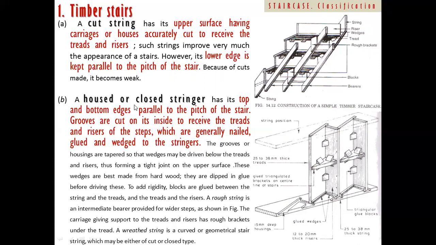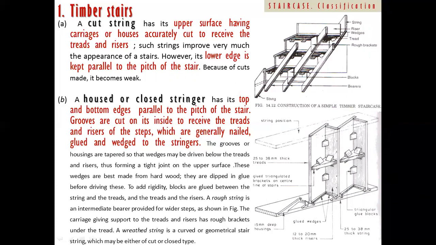Now let's come to the housed or closed stringer. Housed means what? Look at it. This is the house. You have this member, and the tread and riser are going to be fixed here. What you have done is cut this portion. It's like a groove, and within this groove area you are going to fix the tread and riser. That is what the housed or closed stringer is. In this arrangement, your lines will be parallel to the nosing line, or I can say the pitch line. So that is how the arrangement can be done.